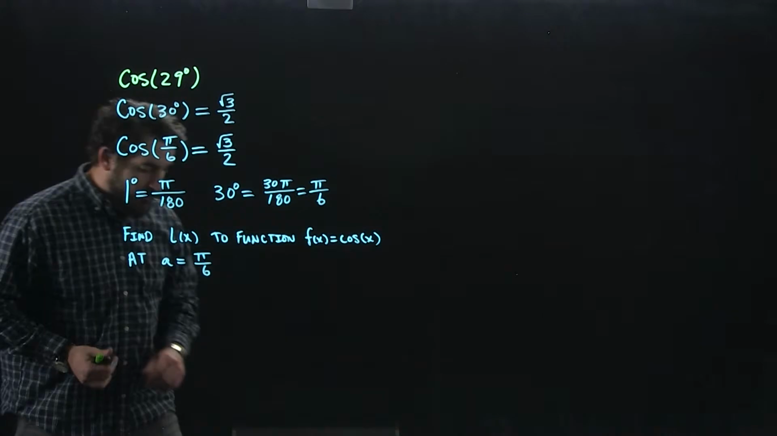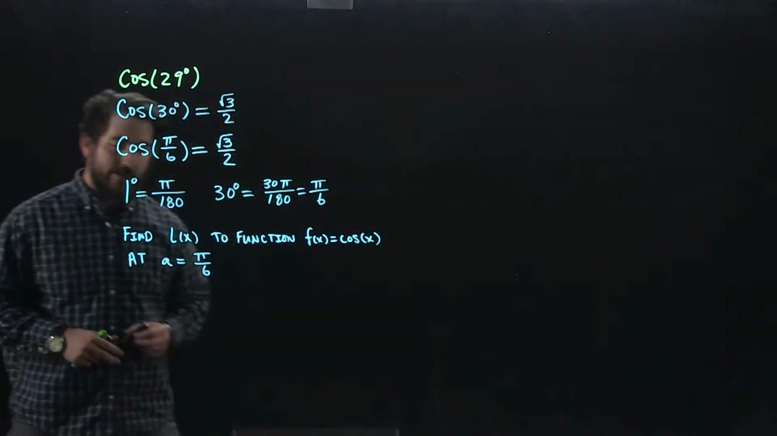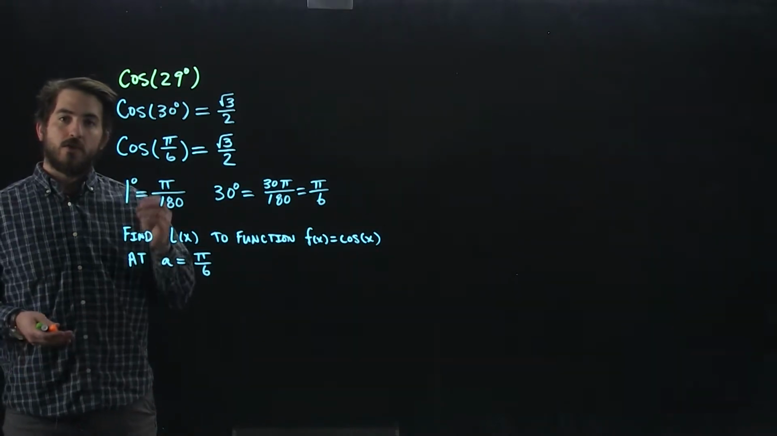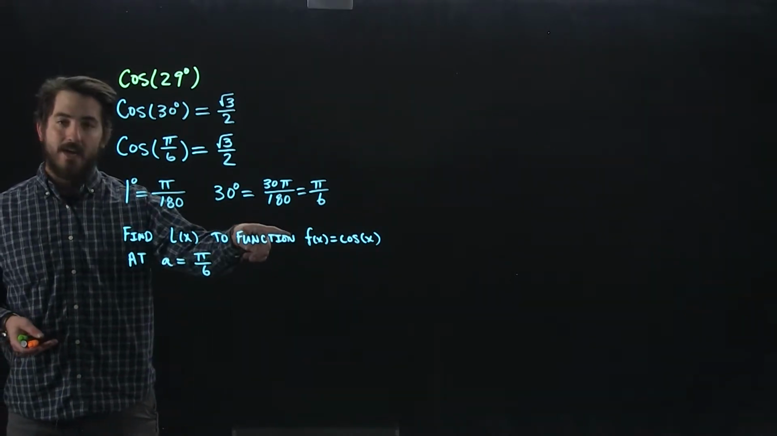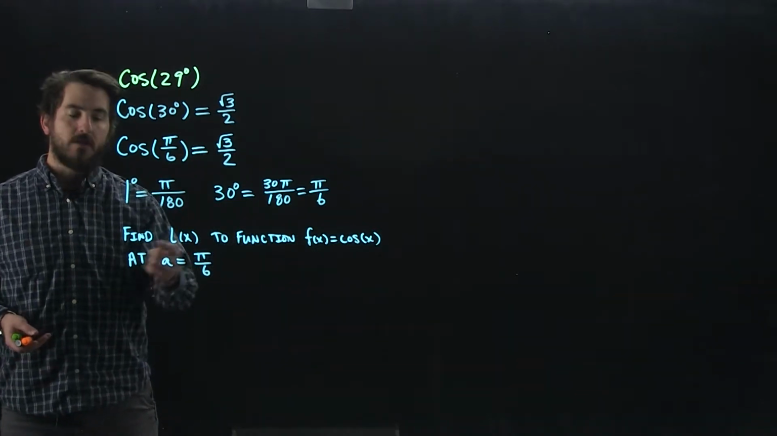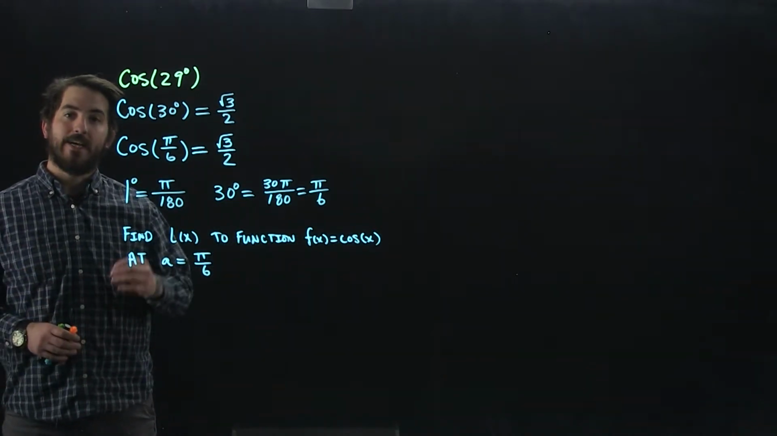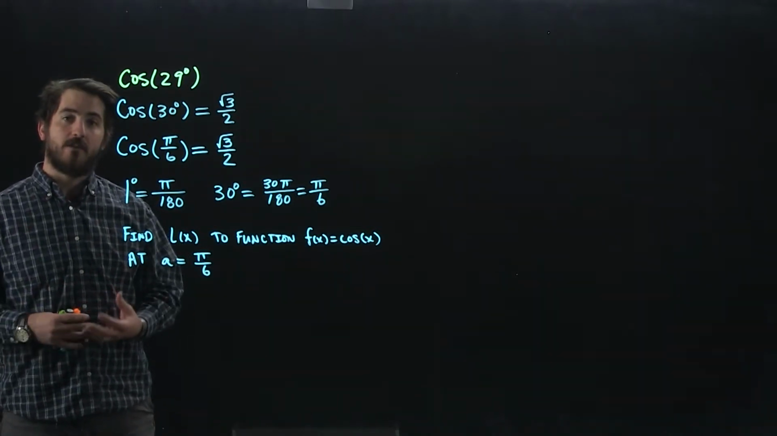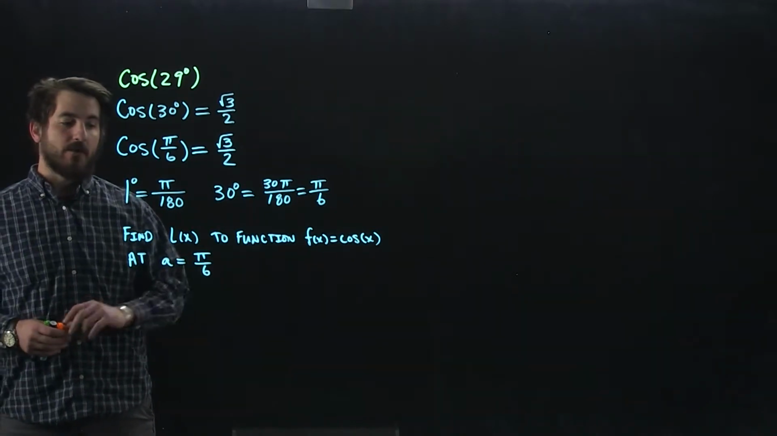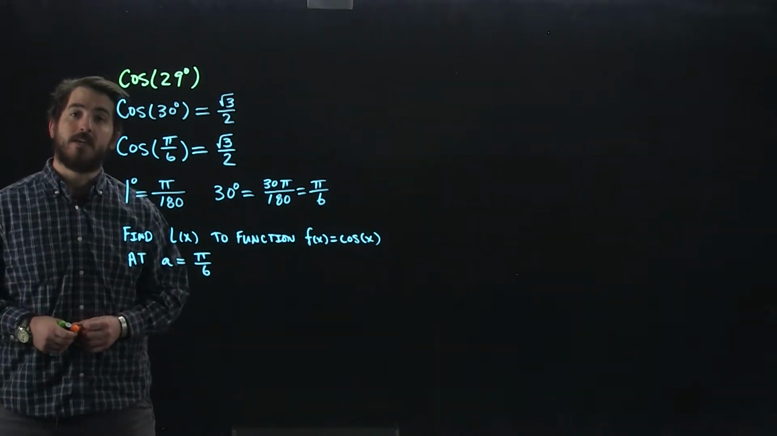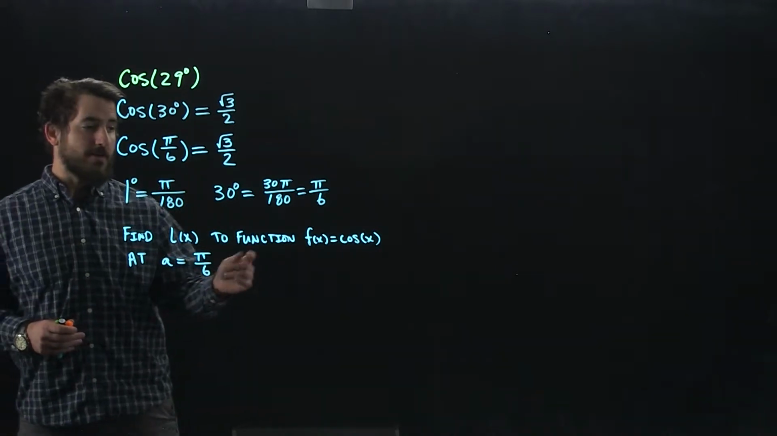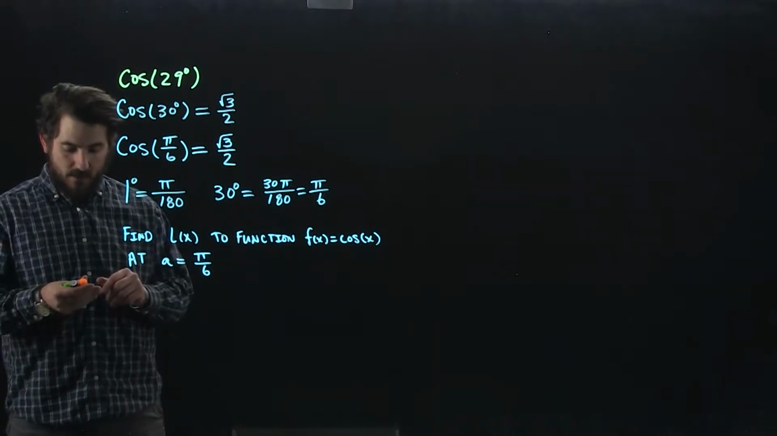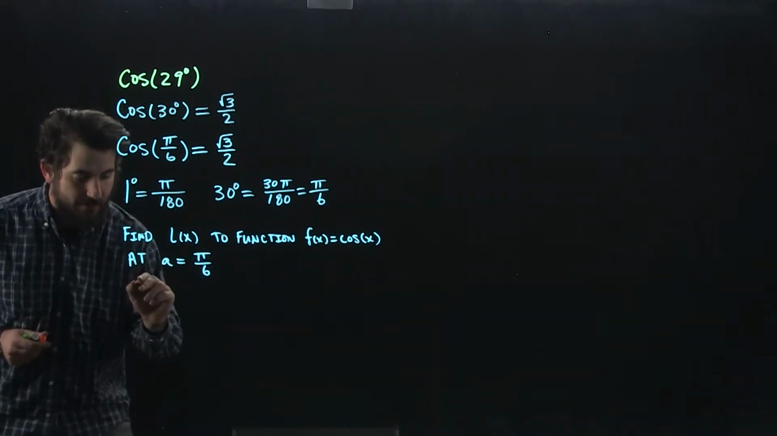So just like we've done before for linearization, we need to find the tangent line equation to the curve cosine of x at x equals pi over 6. Now, in order to do that, I need a tangent slope. Now, the derivative will provide me with a function of tangent slopes. That function I will give pi over 6, and it will return to me the tangent slope to the function cosine of x at x equal pi over 6. So the first thing I need to do is I need to find the derivative.